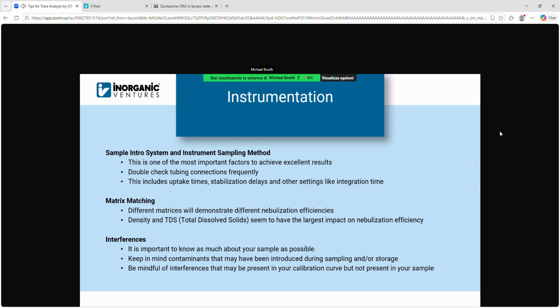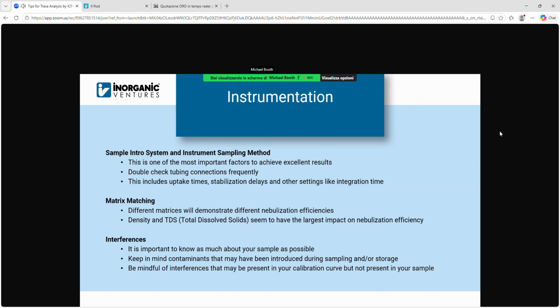But just keep in mind any contaminants that might have been introduced during the sampling or storage of your samples or your standards. So, again, just double check anything that makes contact with your sample or your standard. So everywhere from sampling through preparation through analysis, just really inspect anything that's going to make physical contact with that sample and just see if it's free of contamination.